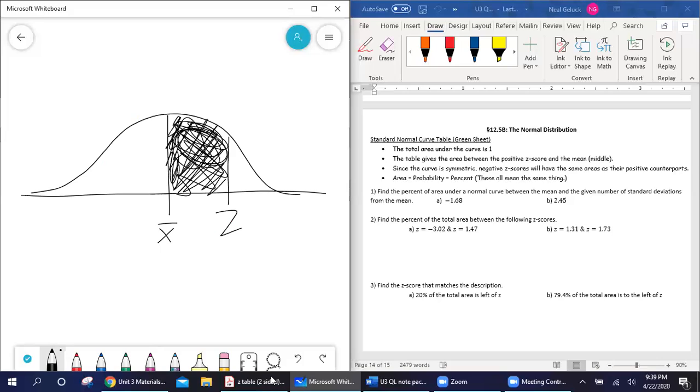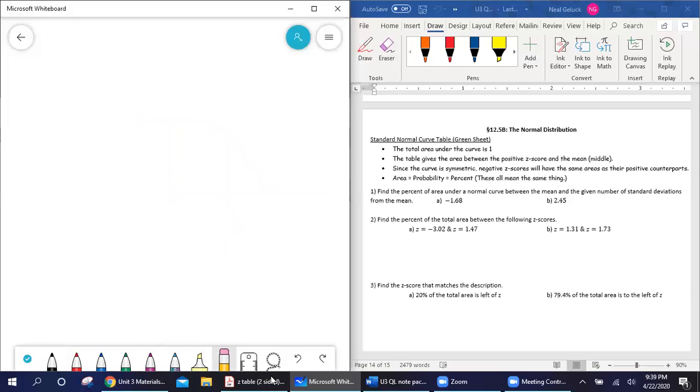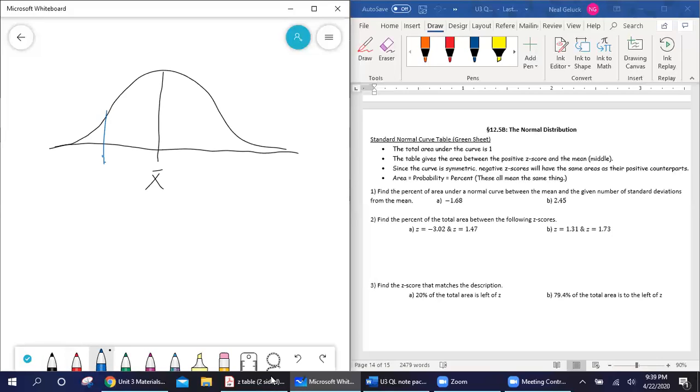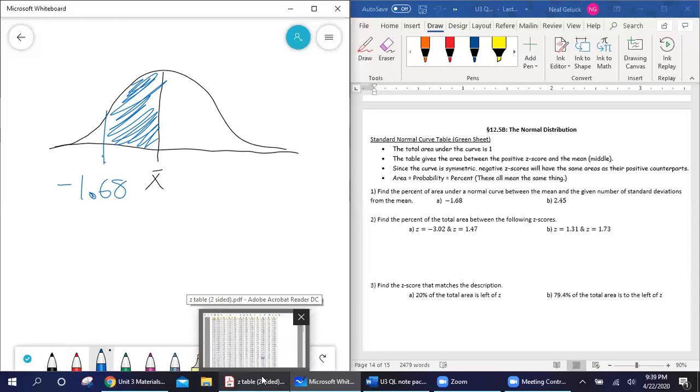So for number 1, find the percent of area under a normal curve between the mean and the given number of standard deviations. So again, those standard deviations are z-scores. So for 1A, negative 1.68, negatives are below. Negative 1.68 is somewhere here. It wants the area of this. So again, even though it gave me a negative, I'm going to go to the positive of that. So I'm going to go to positive 1.68.